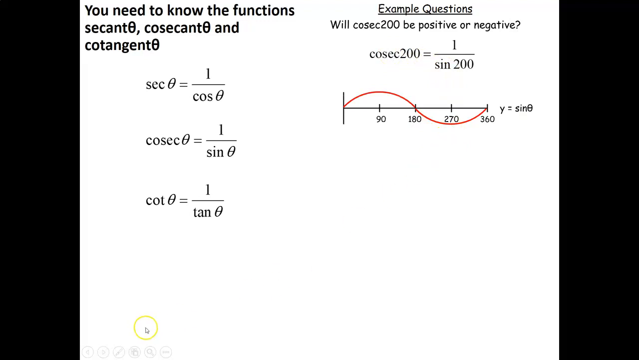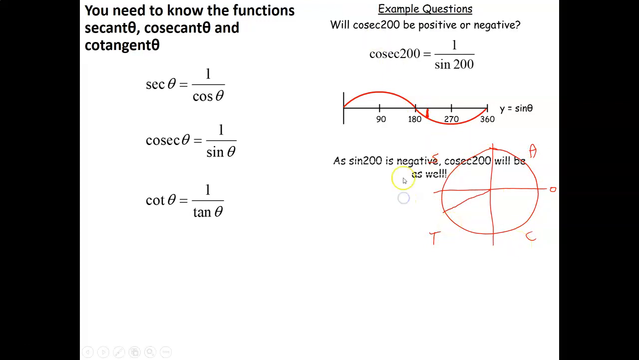Now we can think about the graph, or we can think about the unit circle. So my graph, 200 is about here. That gives me a negative value. On my unit circle, remember I start at my positive x-axis and move in an anti-clockwise direction. This would be 180, this would be 200, and we know that using CAST, sine is negative in that quadrant. So either way, we know that sine of 200 is negative, so cosec 200 will be negative too.